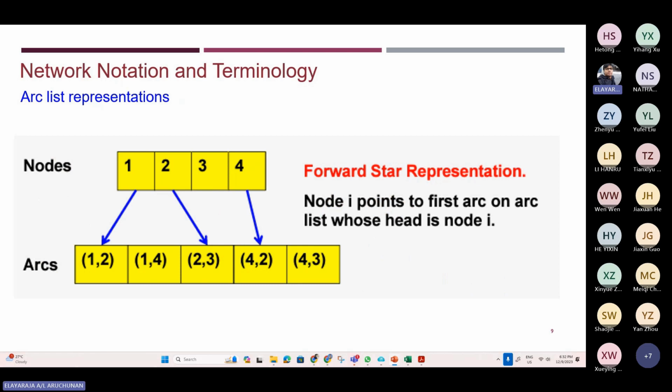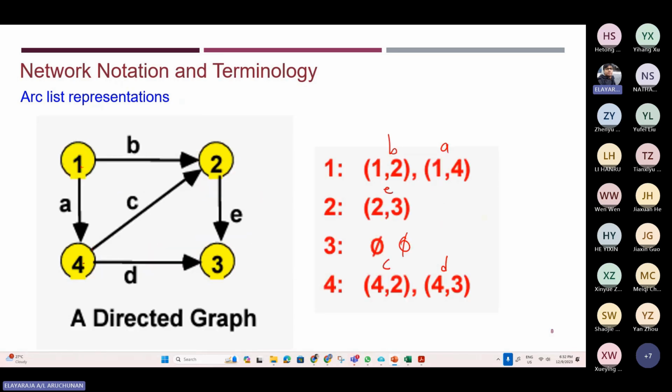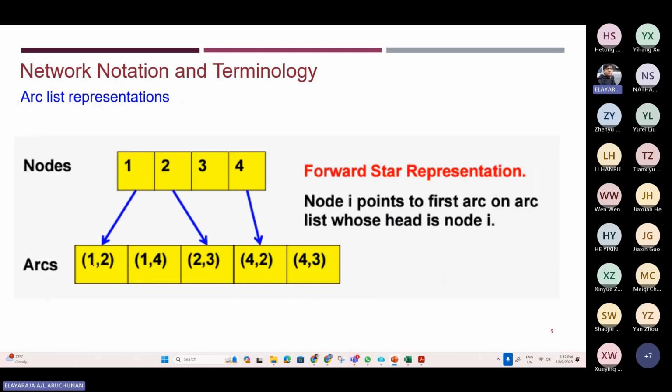When we come to the same diagram from the previous slide, we illustrate all the nodes: node 1, node 2, node 3, and node 4. We can represent that node I points to the first arc on the arcs list whose head is node I. So we choose the one which it starts from. For 1, 2, we do not illustrate it because it is the starting point. And then for 2, we just take the initial point, which is 2, 3.